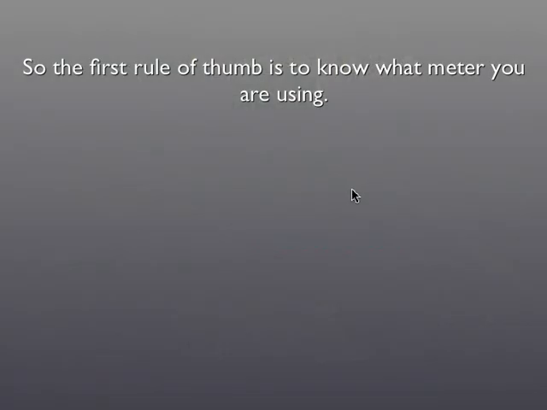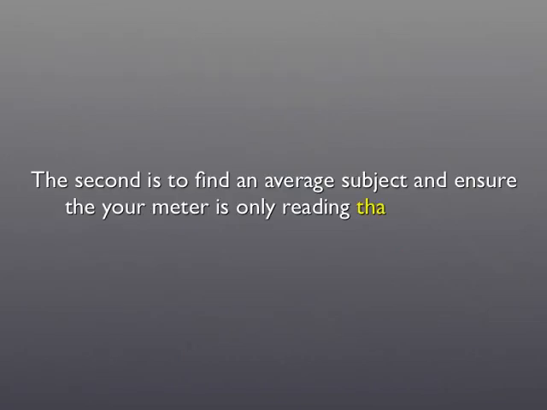So the first rule of thumb is to know what meter you're using. The second is to find an average subject and ensure that your meter is only reading that exact tone. And the third is to zero out your hash mark on that tone. And that's going to produce a good exposure whenever you're looking at these average subjects.